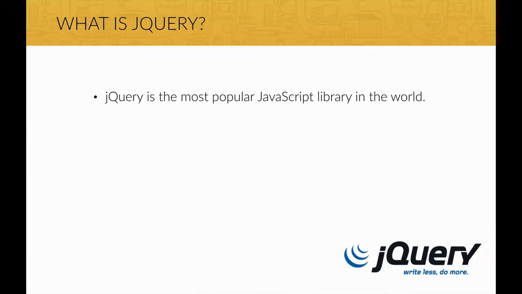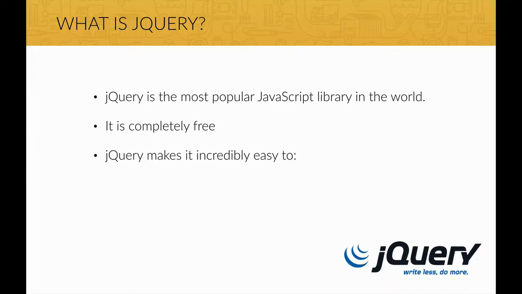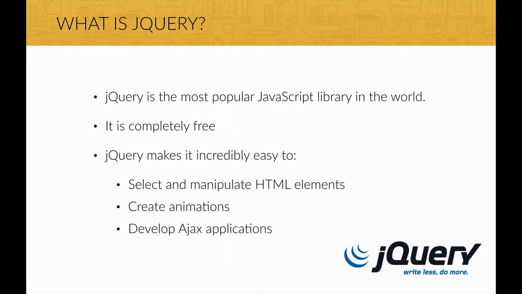So, what is jQuery? jQuery is by far the most popular JavaScript library in the world. It is completely free and open source software. And jQuery makes it incredibly easy to select and manipulate HTML elements, create animations, or even develop AJAX applications. For example, jQuery can be used for finding an element in an HTML document with a certain property, like all h1 elements, and then changing one or more of its CSS attributes, or making it respond to an event like a mouse click.